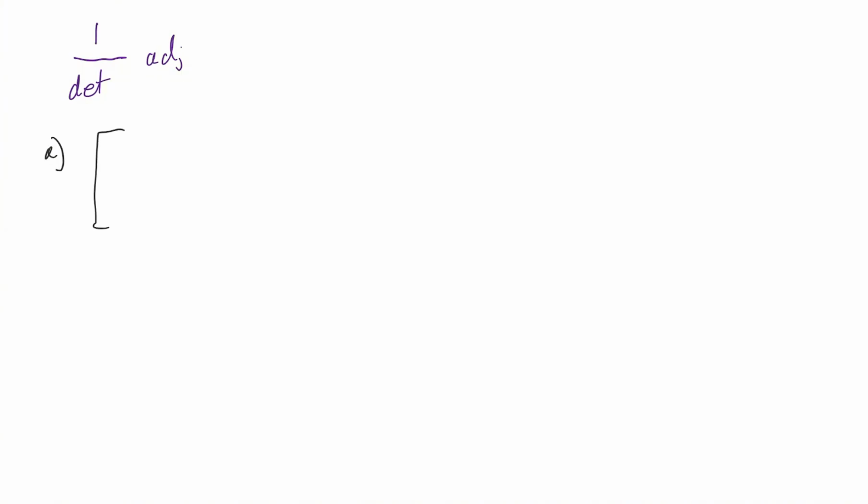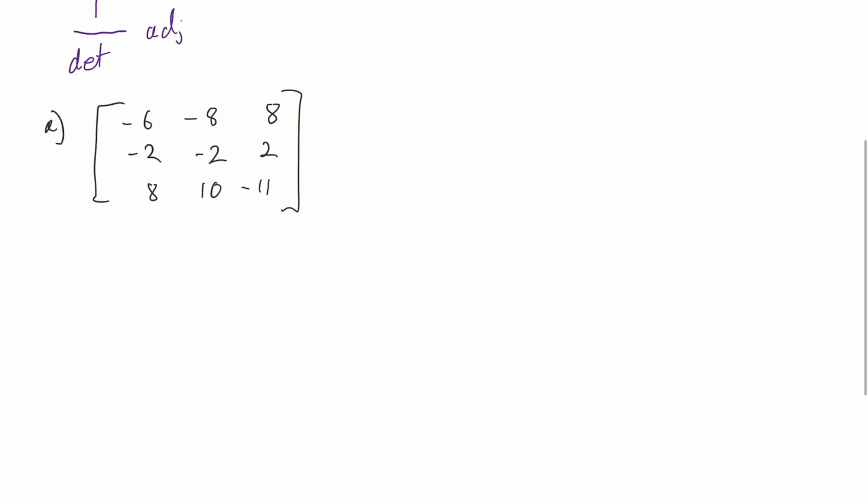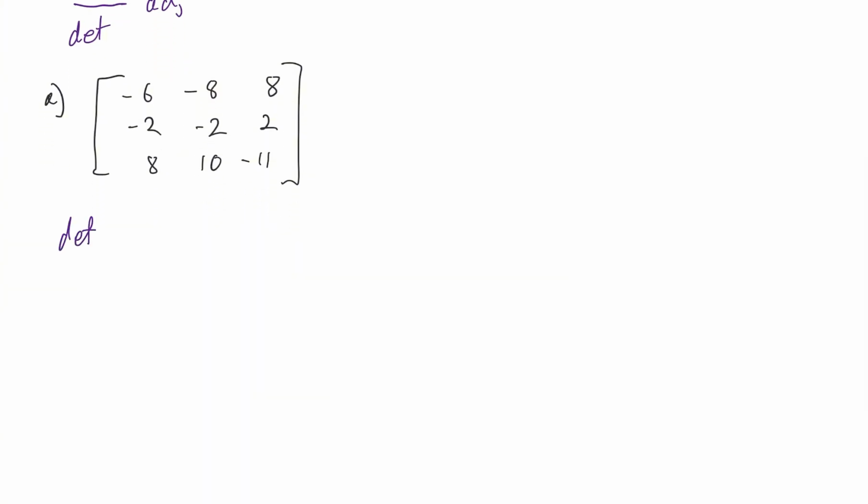So given the matrix minus 6, minus 8, 8, minus 2, minus 2, 2, 8, 10, and minus 11. The first step we need to do is to find the determinant. The best way to do this is to write the matrix out again, like this.